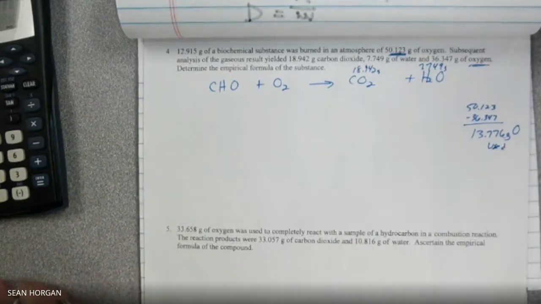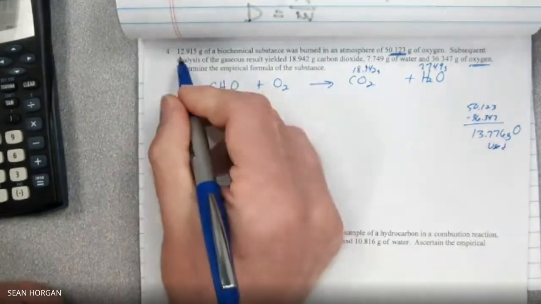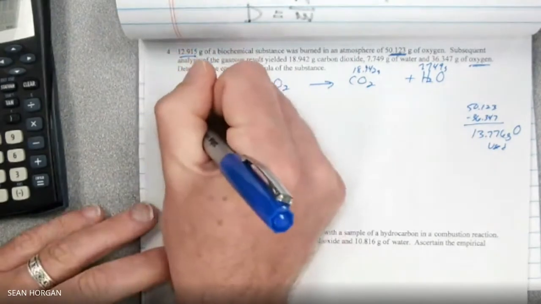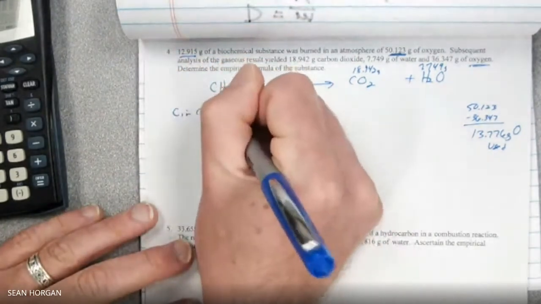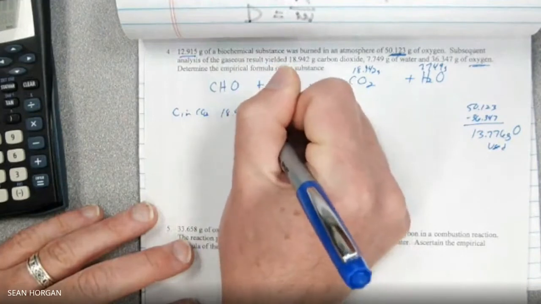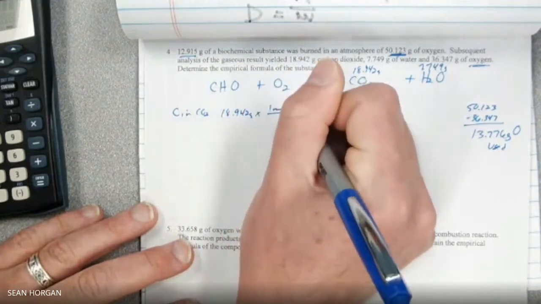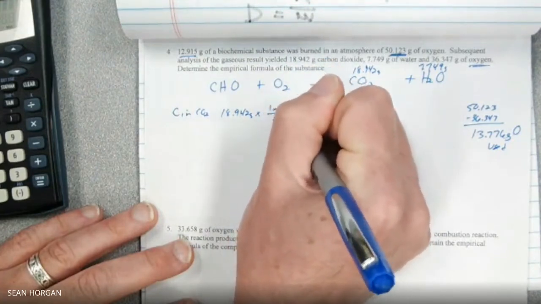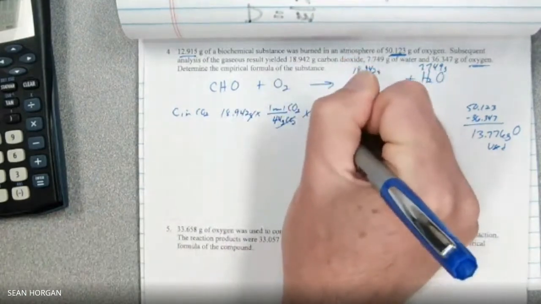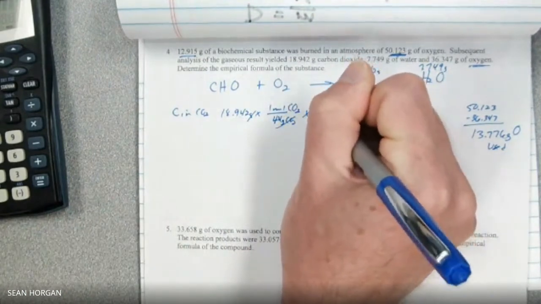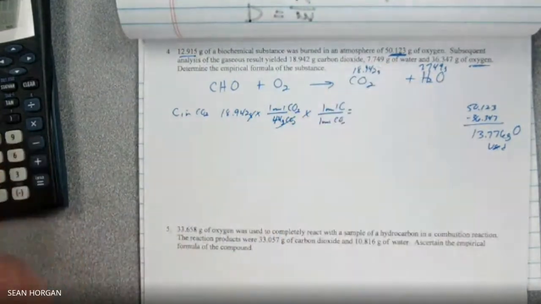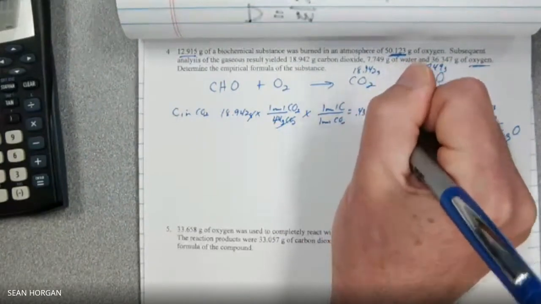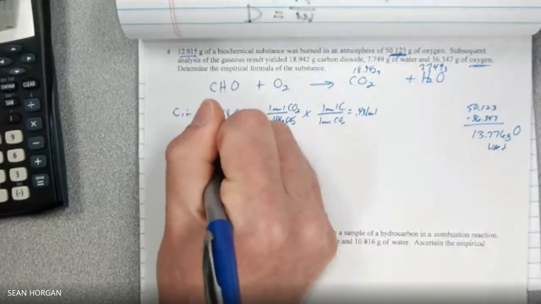All right, so what do we got here? Let's see. I don't even know if this is that important, the 12.915 at this point in time. Let's see if we can figure stuff out. We're going to do it again. C in CO2: 18.942 grams times 1 mole of CO2, 44 grams, times 1 mole of carbon for every 1 mole of carbon dioxide. Okay, so we end up with 0.431 mole. And H in H2O.